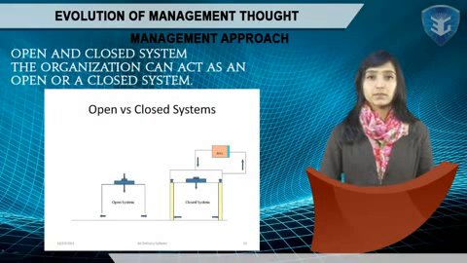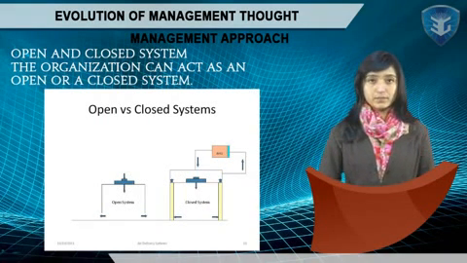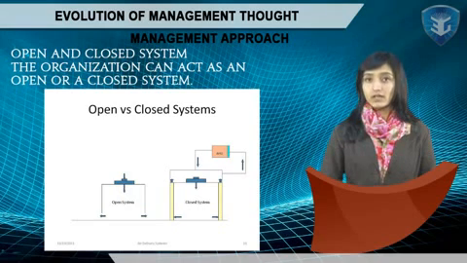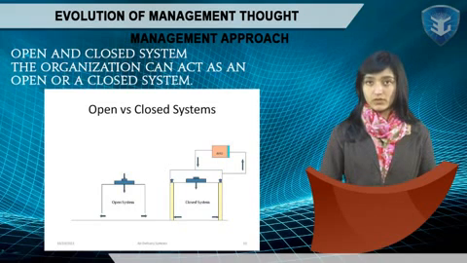Open and closed system. The organization can act as an open or a closed system. An open system is the one where the elements of the system can interact with the environment. This interaction can involve the transfer of material, information or manpower. An assembly line can be treated as a closed system if it does not interact for supply of raw materials.